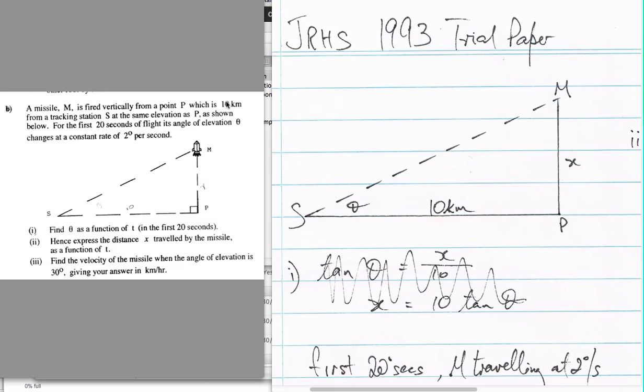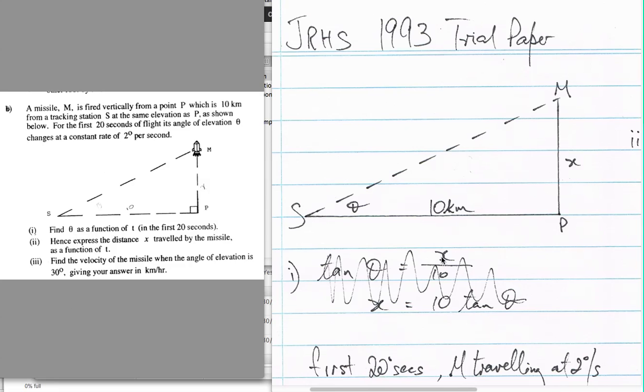Beginning with the interpretation of the question, here's our diagram which was given for the first 20 seconds of flight. Its angle of elevation, theta, changes at a constant rate of 2 degrees per second. So, part A, find theta as a function of t.